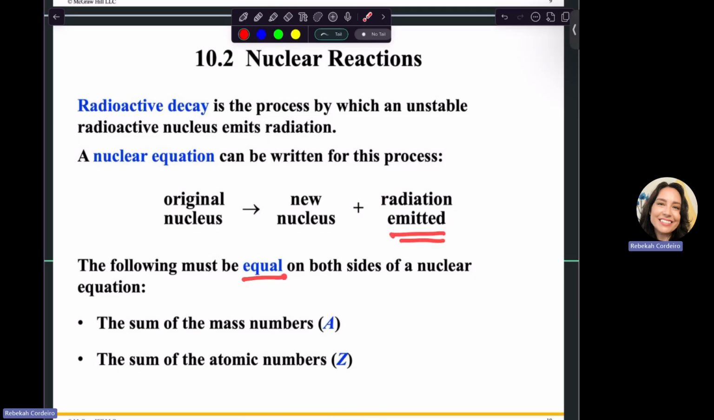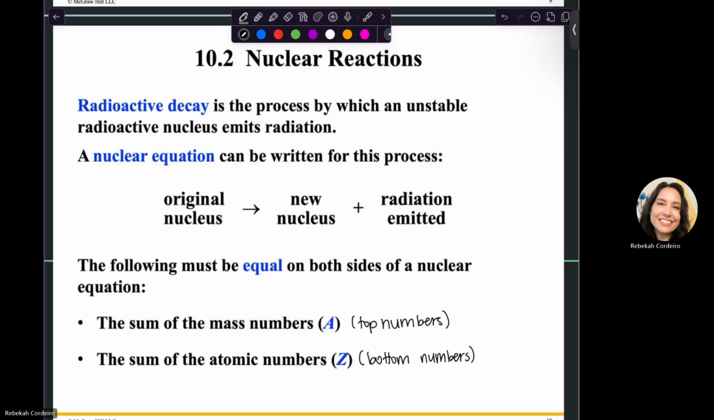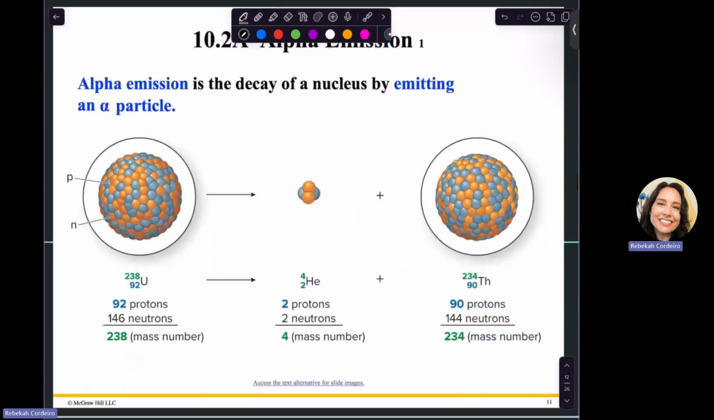The following must be equal on both sides. The top numbers, the mass numbers, must be equal on both sides, and the bottom numbers, the atomic numbers, must be equal on both sides. This is what I was saying is pretty easy. It's just addition and subtraction. So let's look at an example.